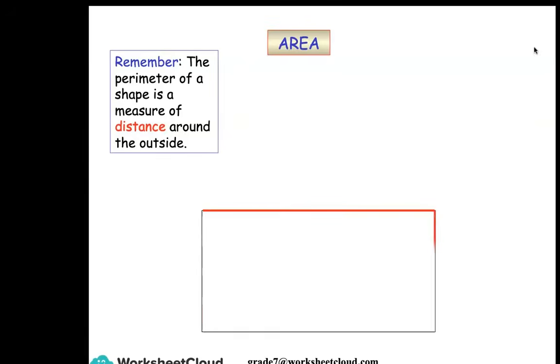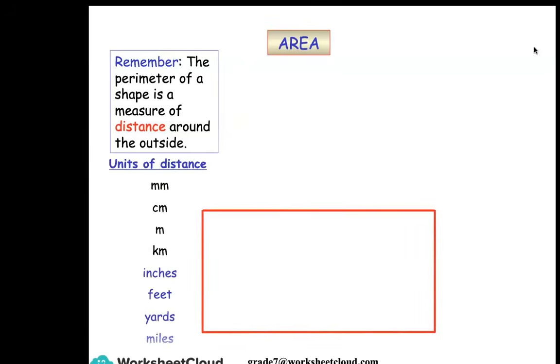So your perimeter there is going to be marked in red. Okay, and that's your units of distance for perimeter, metric and imperial.